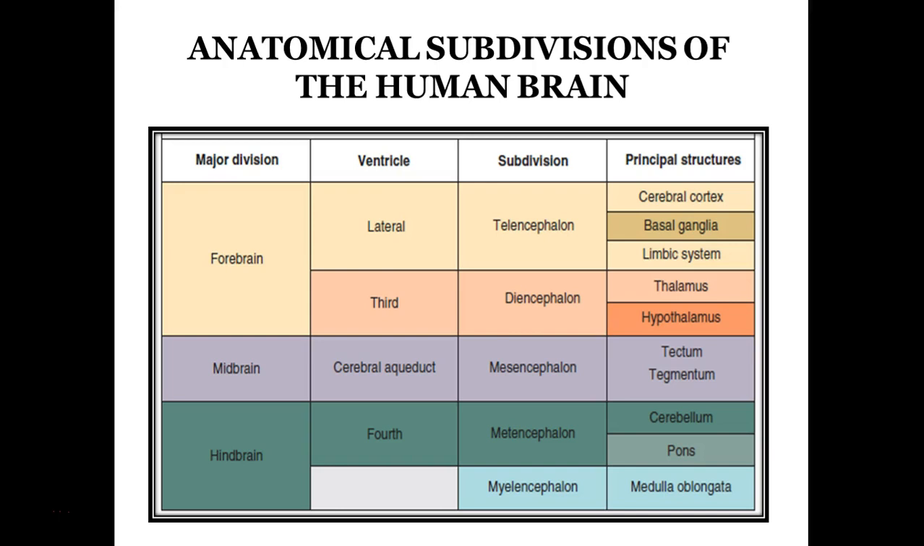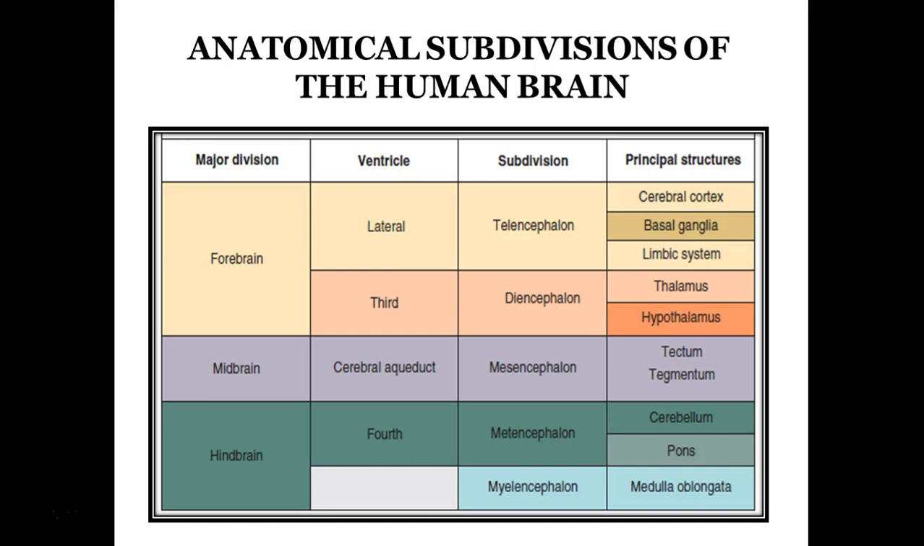How is the human brain divided further? The major divisions, as you can see in the table, are forebrain, midbrain and hindbrain. Then we have the ventricles. Forebrain consists of the lateral and third ventricles, midbrain consists of the cerebral aqueduct, and hindbrain consists of the fourth ventricle. What is a ventricle? A ventricle is actually the hollow space within your brain where cerebrospinal fluid is found. So it has 4 categories. I'll explain further in later slides.